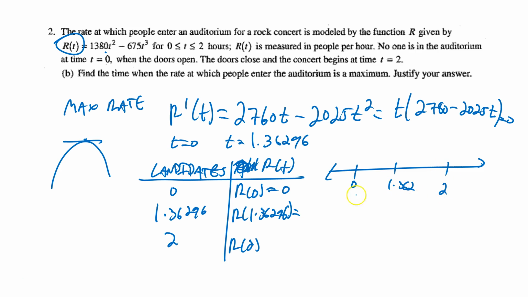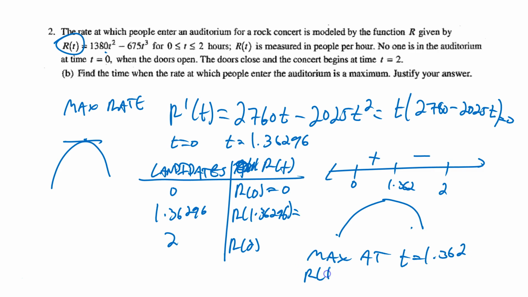Between 0 and 1.362, this t is not big enough to make this negative, so you have a positive times a positive, that's a positive. And then after that value, this guy will be bigger, so it's going to be negative. So we come up initially, we hit a maximum, and then we come down. So both the endpoints are minimums. So the max happens at t equals 1.362 because r prime of t changes from positive to negative.